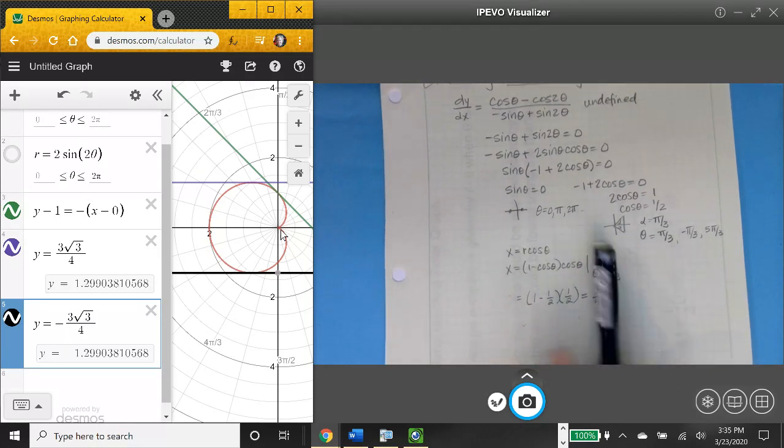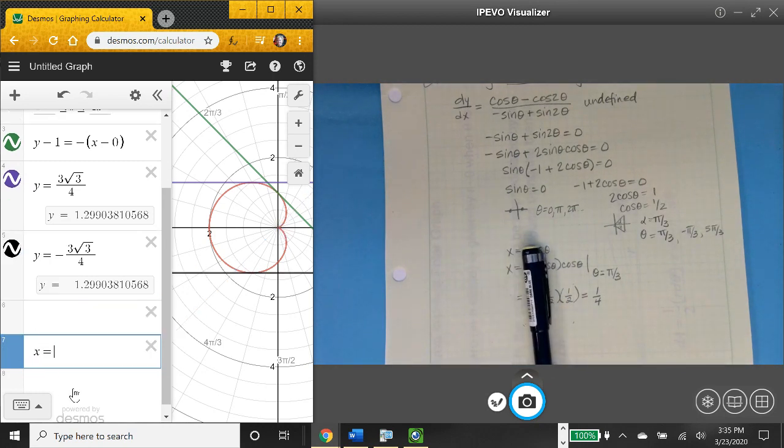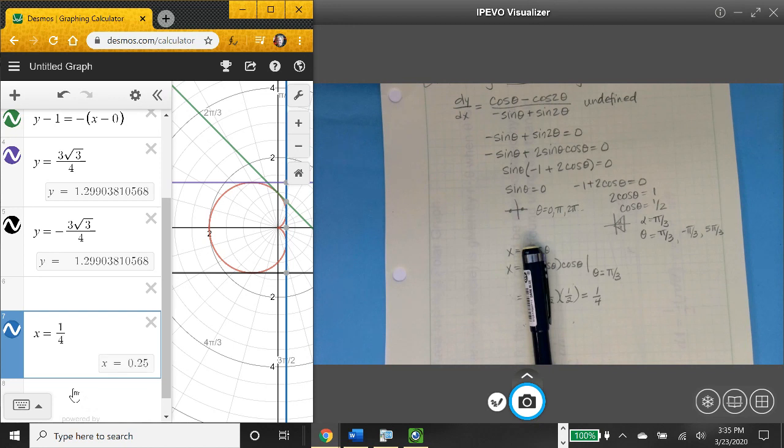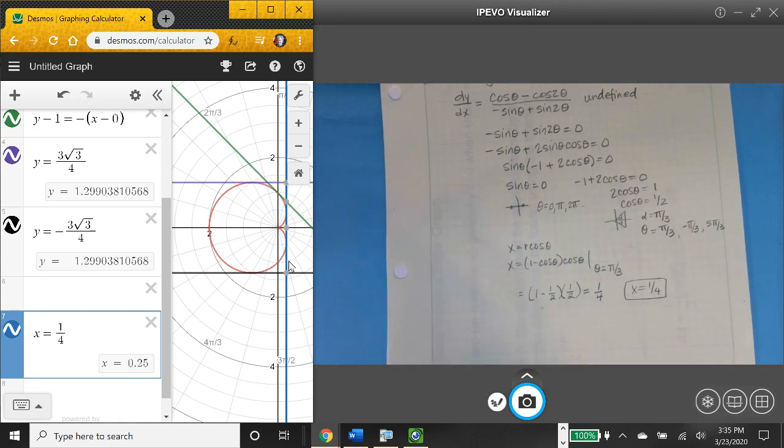Okay, and let's see if that works. X equals 1 divided by 4. Sure enough. And you see how this is going to be the same? So it's going to be the same for each one of these. You've got two verticals here that touch the cardioid in the same spot. So x equals 1/4 would work for both of the vertical tangent lines on the right of the curve.